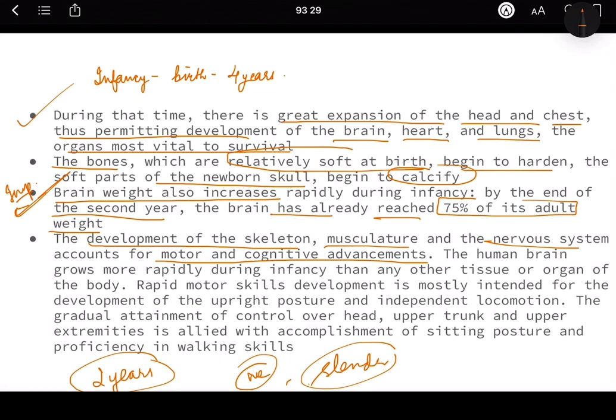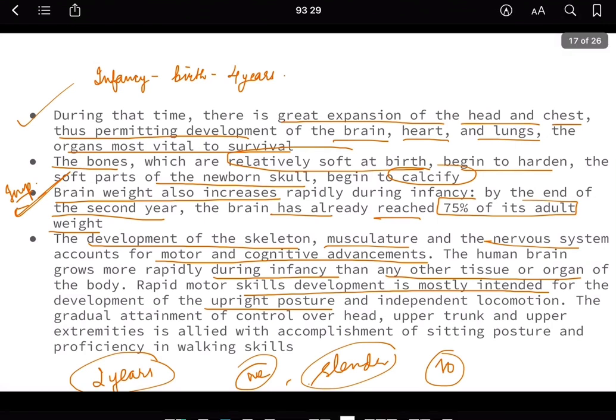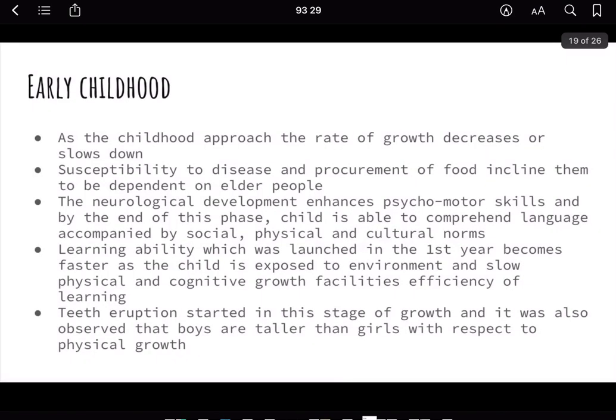The human brain grows more rapidly during infancy, and other tissues or organs of the body. Now, rapid motor skills development is mostly intended for the development of the upright posture. We have seen by 7-8 months the upright posture starts to come. By 10-11 months the baby starts to walk also. So this is what we had to study in this infancy part. Now let's do early childhood also today.